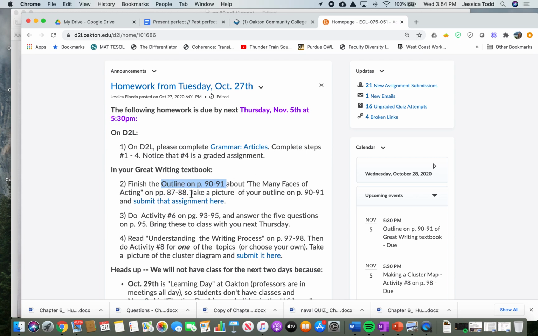After we make the outline, we're going to take a picture of your outline on these pages, and then we're going to submit it to the assignment here. Now, the outline can be a little bit tricky to make when you first make it, so I want to do it together with you at the beginning, and then you're going to finish it by yourself, okay? So I'd like you to get your Great Writing textbook, and you can pause this video if you need a second to go and find it. And when you're ready, we're going to open up to page 89. So page 89 in your Great Writing textbook.